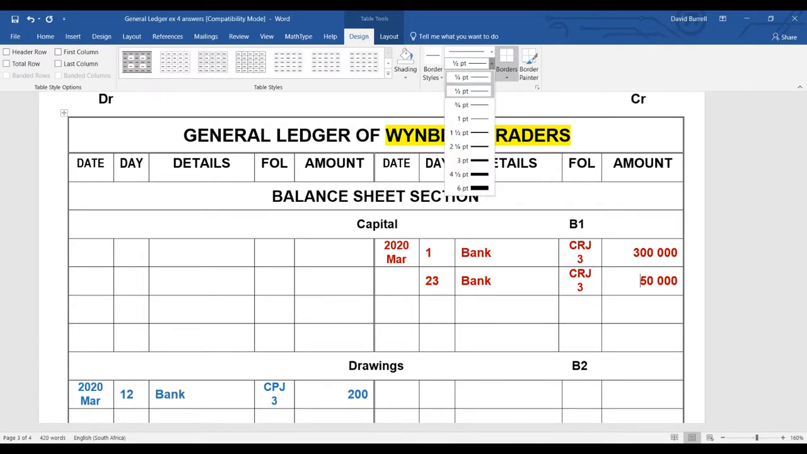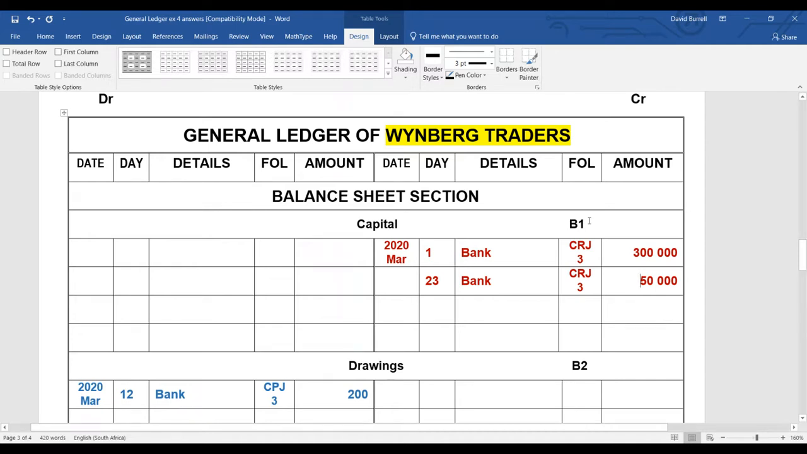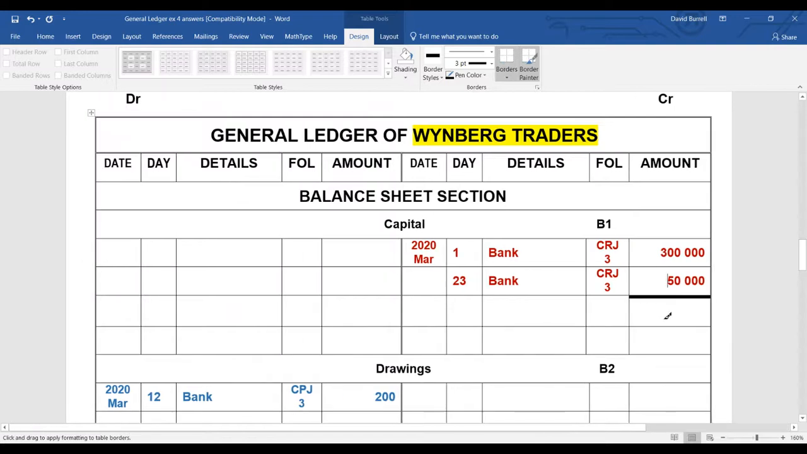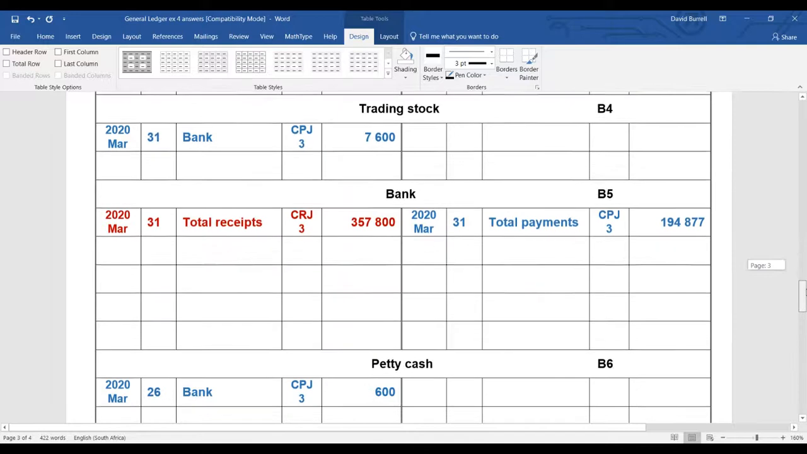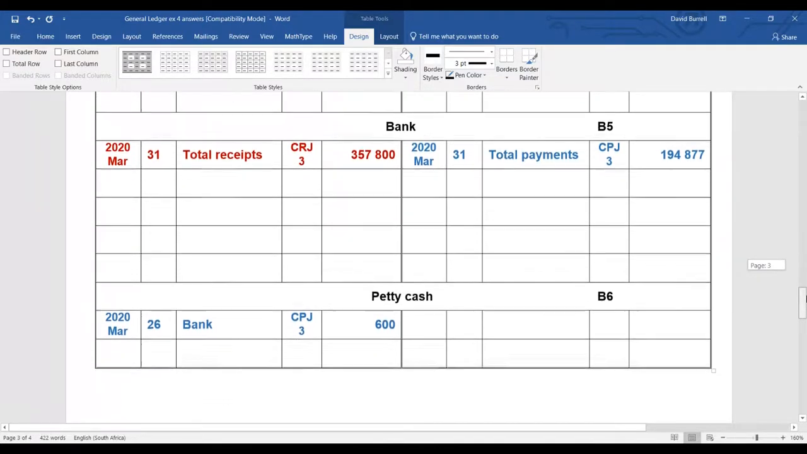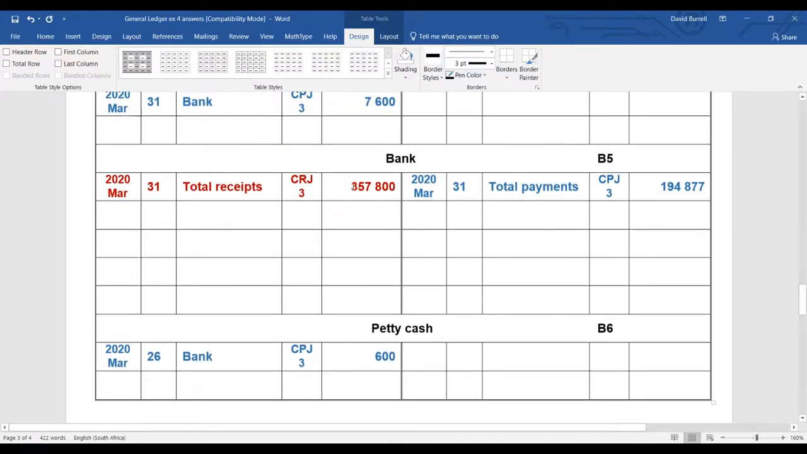So it's a case of just totaling up. So I want to get a nice bold line that goes there. And I'm just going to go and give my border painter, put a bold line in, great. And then I can just add up 350,000. So if you have more than one entry on the same side of an account, just add them up. So you're just totaling them. Okay, the drawings account, there's only one entry, we do nothing. Land and buildings, one entry, we do nothing. Same with trading stock. Bank account, we generally have entries on both sides, so we are going to need to balance the bank account. So let's have a look.